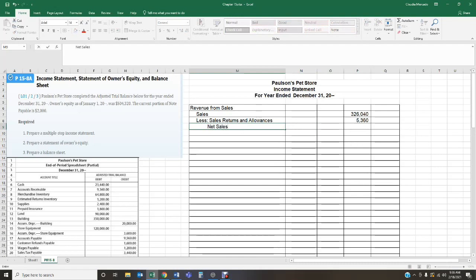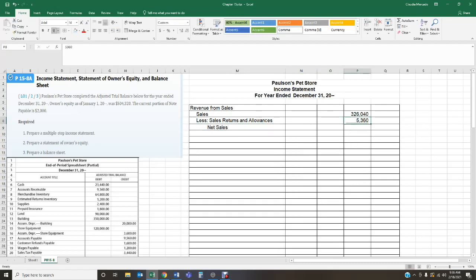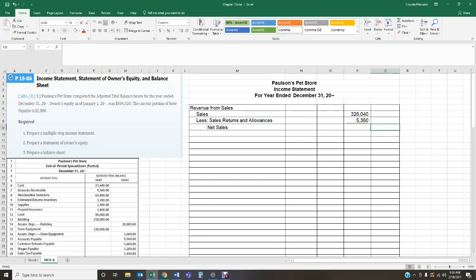I can now calculate my net sales. And your net sales is going to be your sales minus your sales returns and allowances, and that gives you 320,680. Okay, so the first component, which is calculating sales, has been done. It's your sales less your sales returns and allowances. The next thing we have to figure out is the cost of goods sold.